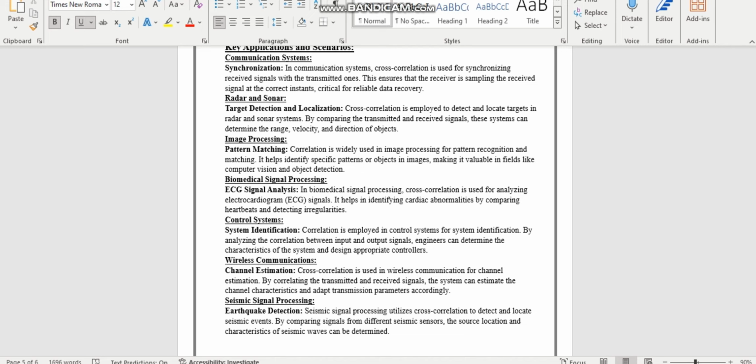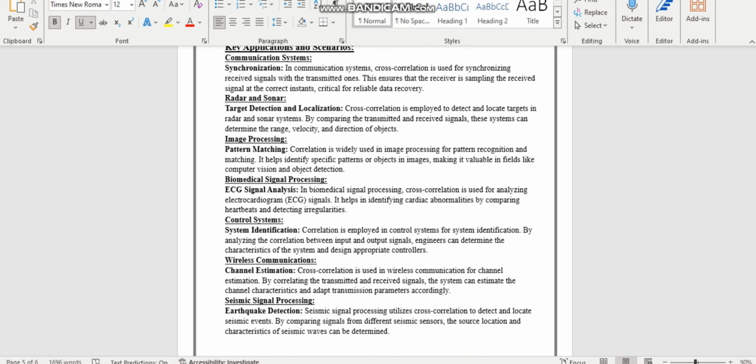Wireless communication, channel estimation. Cross correlation is used in wireless communication for channel estimation. By correlating the transmitted and received signals, the system can estimate the channel characteristics and adjust transmission parameters accordingly.